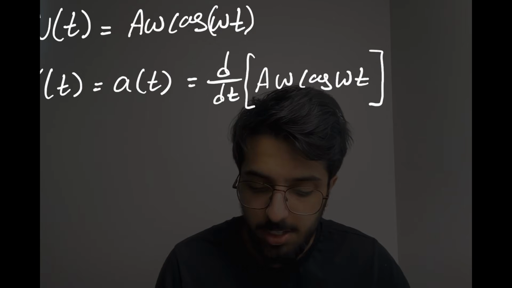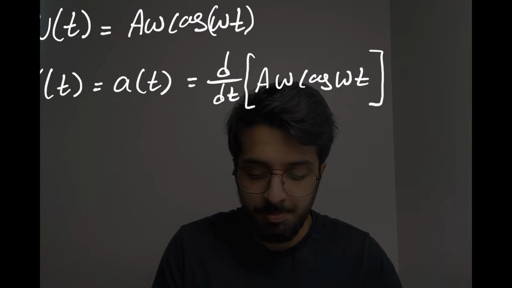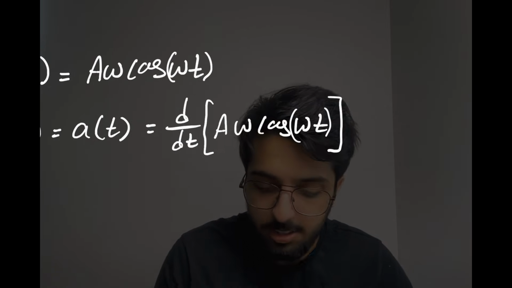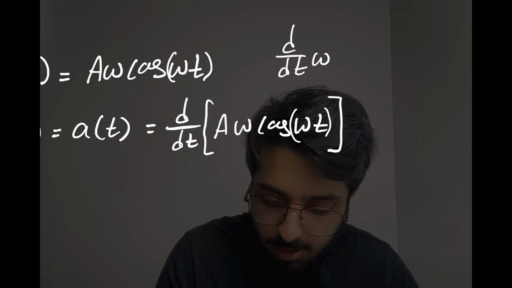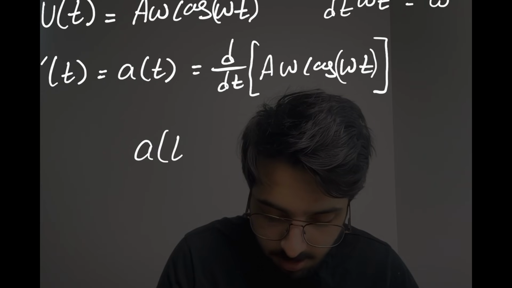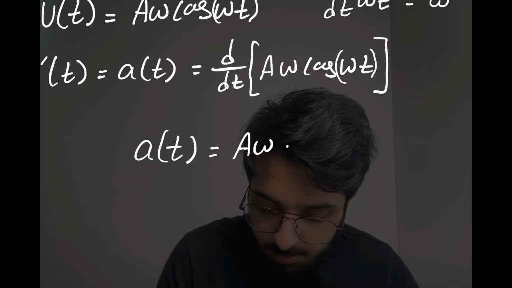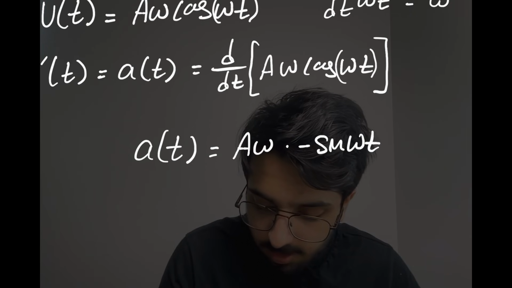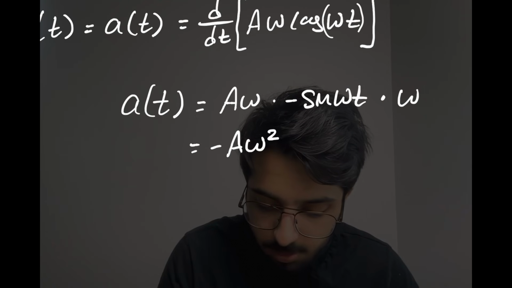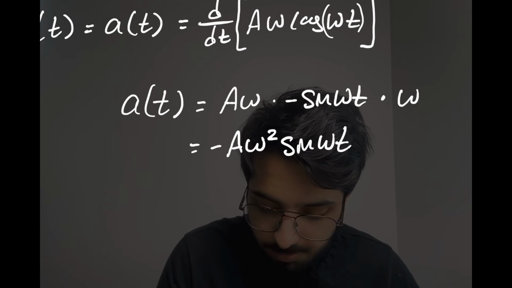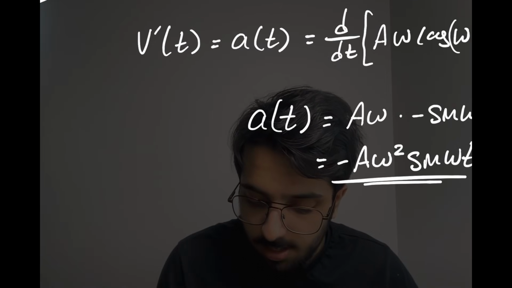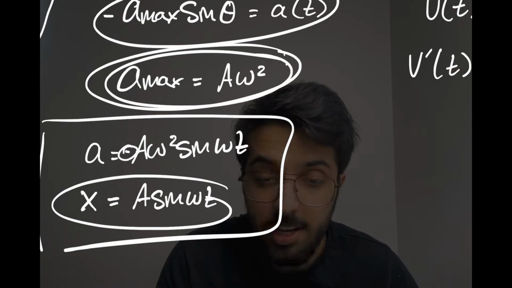Now, just like previously, when we differentiate a cos function, we get negative sine, and then we also need to differentiate whatever is in these brackets right here. And just like before, when we differentiate what's in the brackets with respect to time, omega t, that's just equal to omega. And so our acceleration is equal to A omega times negative sine omega t times omega. And we can simplify that to negative A omega squared sine omega t. And there we go. That is the exact same equation we have up here. And as you can see, our A max is equal to A omega squared.